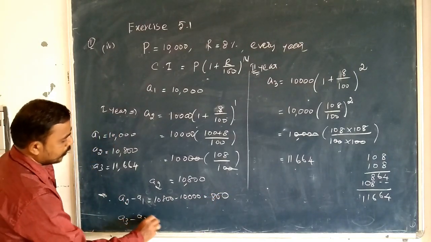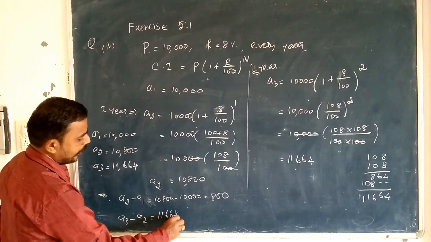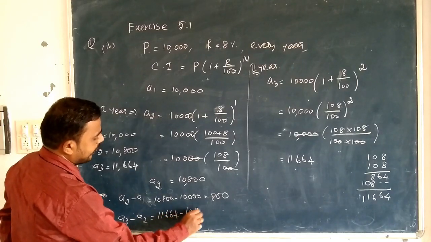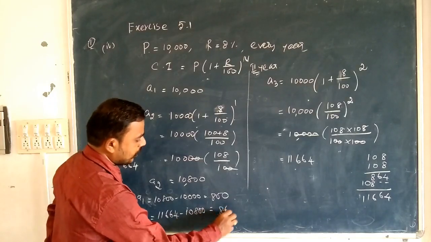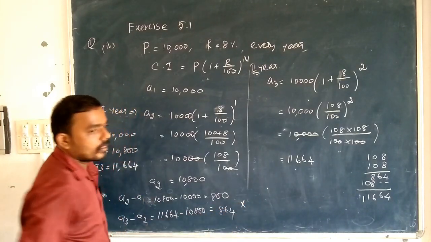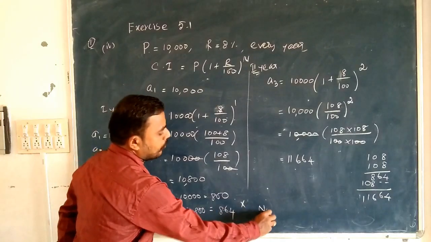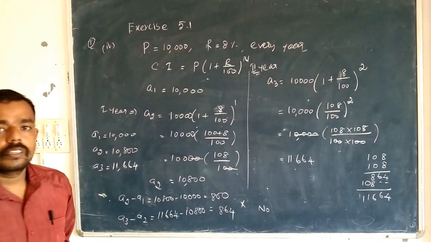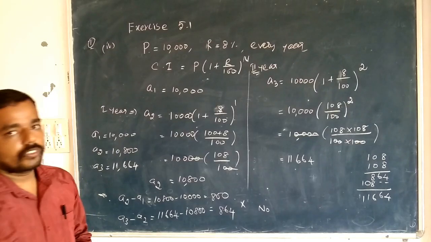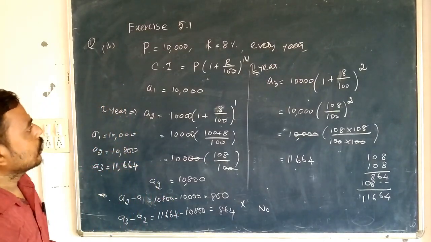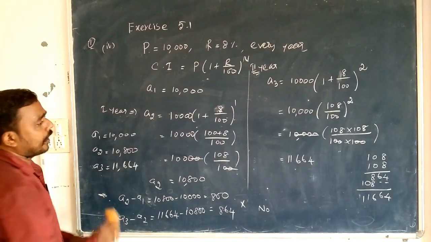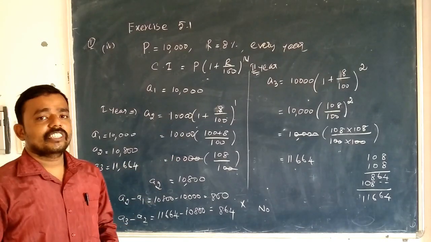A3 minus A2 equal to 11,664 minus 10,800, so 864. They are not equal. So definitely it does not form an AP. So we need to write that this situation never forms an AP, arithmetic progression. So different types of compound interest things we can find.